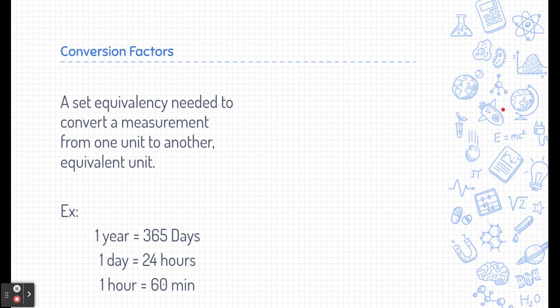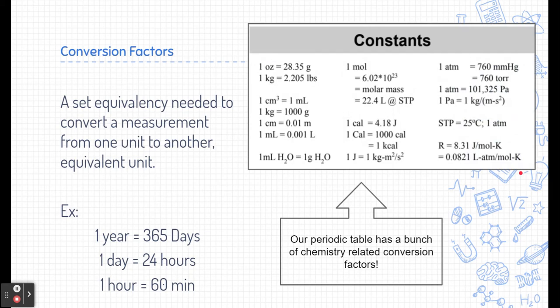First, we need to know what a conversion factor is. A conversion factor is just a set equivalency that helps us convert from one unit of measurement to another. We saw them before. 1 year is equal to 365 days. That's an example of a conversion factor. On our periodic table, there's a bunch of chemistry-related conversion factors that we're going to need to be able to use.